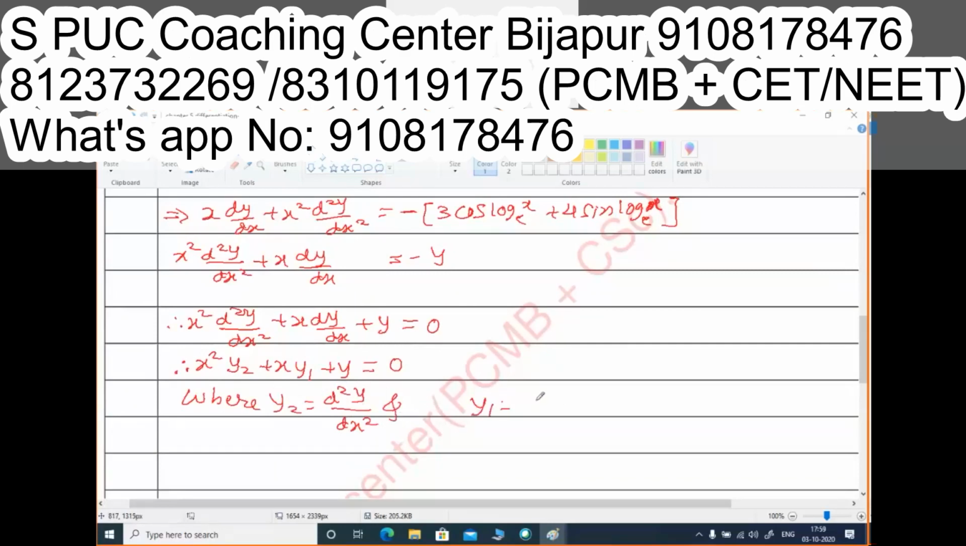y1 is equal to dy by dx. Clear to everybody? In some question paper, he may ask as y double dash and y dash. That also will be the same. If he has asked to show it as x square y double dash plus x y dash plus y equals to 0, there you are going to write y double dash is equal to d square y by dx square in that fashion. Okay, you don't get confused. All of them are the same.